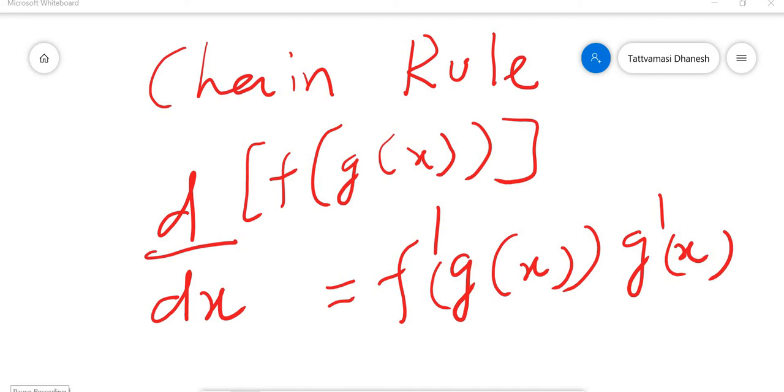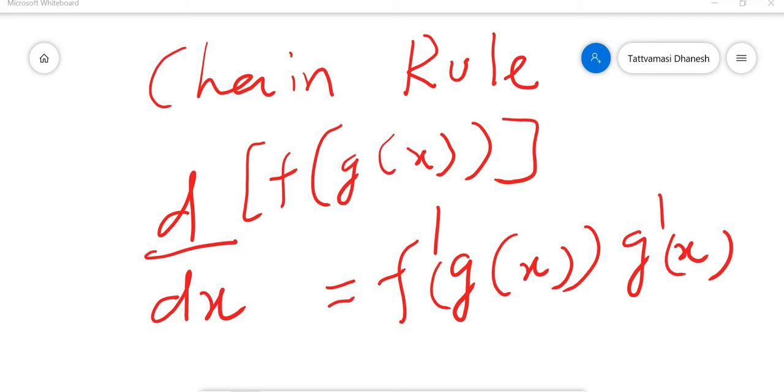Dhanesh here. In this video, I am going to discuss the chain rule in calculus. It's one of the most important rules we usually use in artificial neural networks or recurrent neural networks. In many places we use the chain rule of calculus, even in the backpropagation algorithm. Everywhere we use this chain rule.